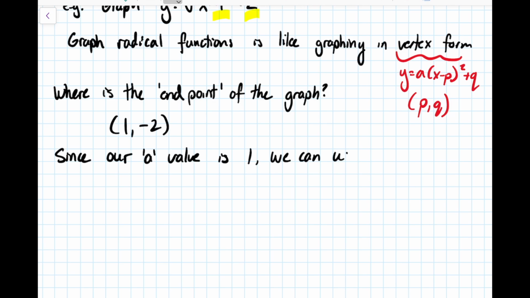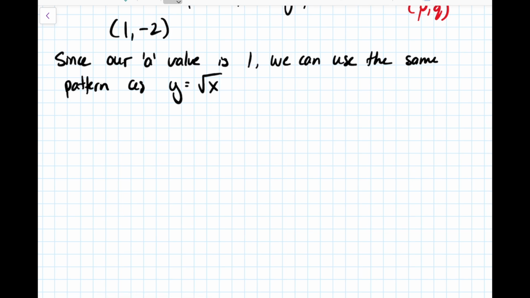Just like with quadratics and parabolas, we can use the same pattern that we had in the last lesson for y equals the square root of x. I'm just going to tell you what that pattern was, but if you want, you can go back and double check and see what you get. The square root of 1 is 1. The square root of 4 is 2. And the square root of 9 is 3. That pattern should be pretty familiar, because it is the same pattern that we used for parabolas, just with the x and the y flipped.